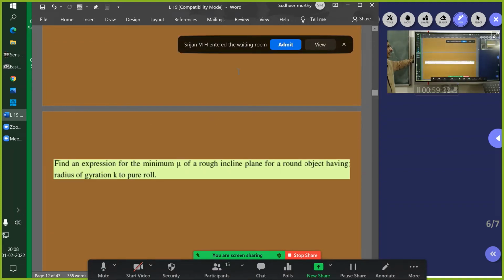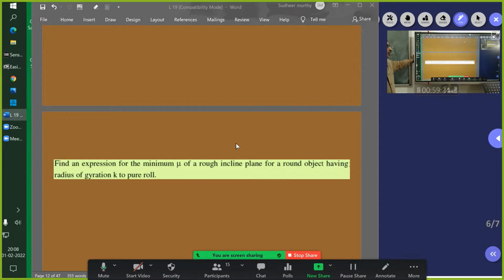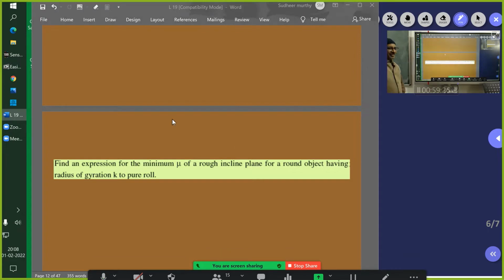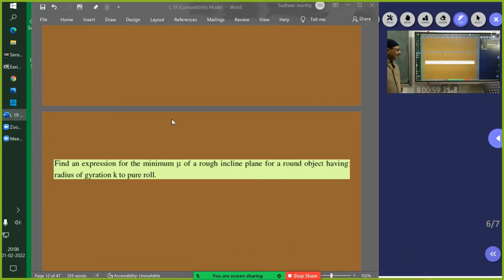Now, take this problem. Find an expression for the minimum mu on a rough inclined plane for a round object having a radius of gyration k. Come on, think. If you need my help, I will give you. You know what the radius of gyration is now?